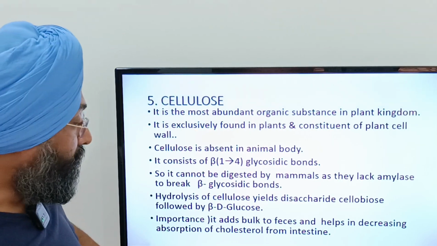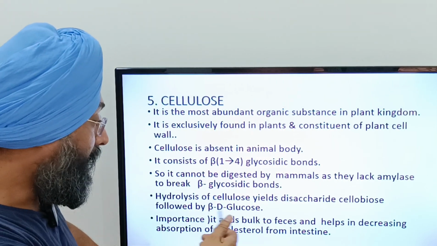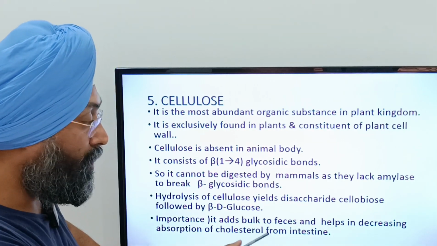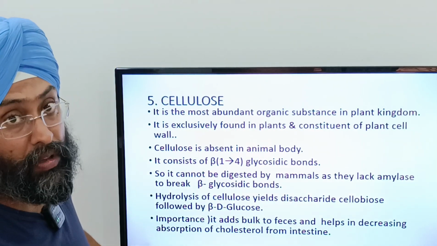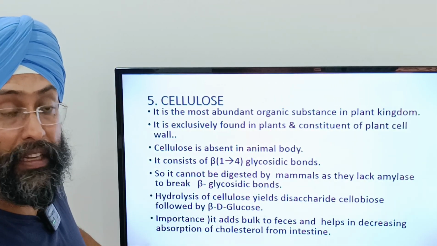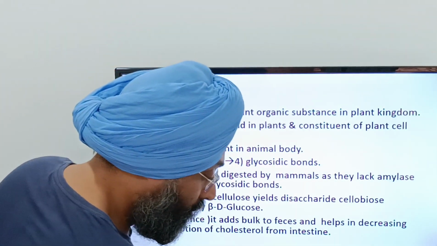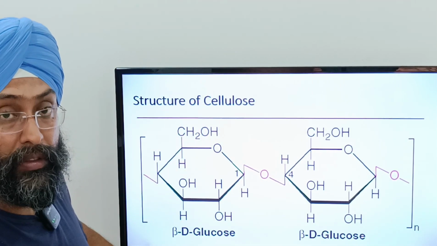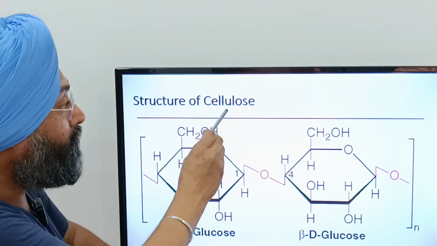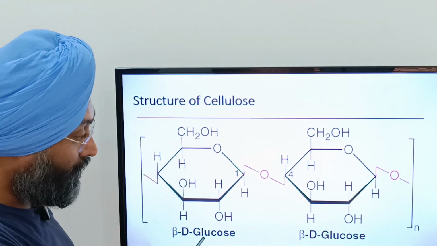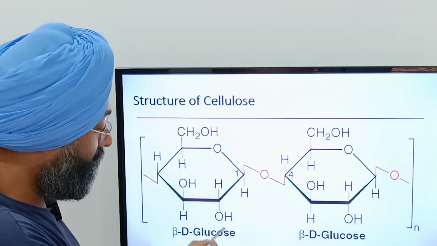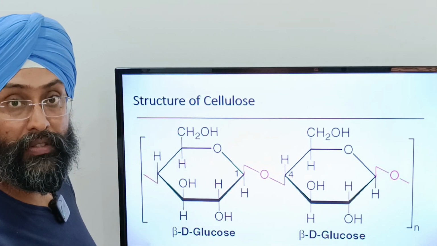So what is the function then? It adds bulk to the food and to the feces, and helps in decreasing the absorption of cholesterol from the intestine. So the more fiber you eat, the more the cholesterol level will decrease. Now coming on to the structure of cellulose. In starch and glycogen, the bonding is alpha 1,4. In cellulose, we have beta 1,4. These are two glucose units, beta D-glucose, and the linkage is beta 1,4. So there comes the structure of cellulose.